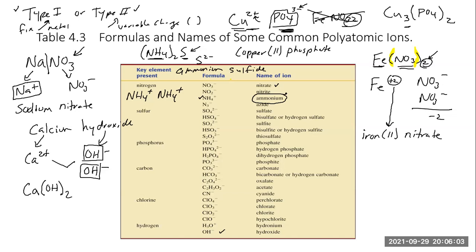So for the most part, our polyatomic ions will pretty much be hooked up with metals, and we follow really the type 1 and type 2 naming process. And again, the metal, if it's type 1, does not need a Roman numeral. And if the metal is a type 2, then obviously you do need the Roman numeral. Any questions on polyatomic ions here?